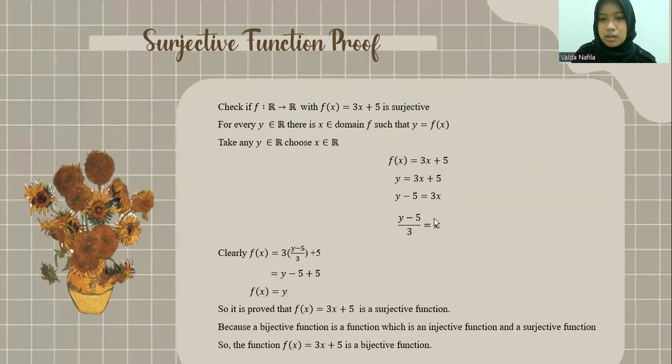We substitute x equal (y minus 5) over 3 into the function. So clearly f(x) equal 3 times (y minus 5) over 3 plus 5. Okay, y minus 5 plus 5, f(x) equal y. So this proves that f(x) equal 3x plus 5 is a surjective function. Because a bijective function is a function which is an injective function and a surjective function, the function f(x) equal 3x plus 5 is a bijective function. Okay.